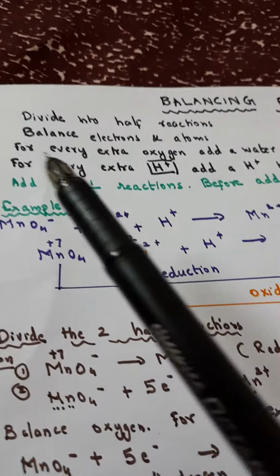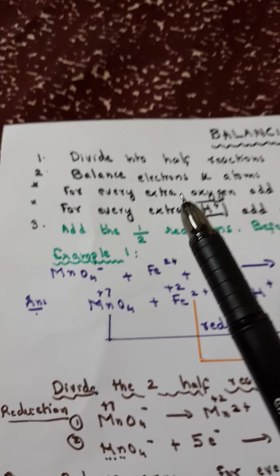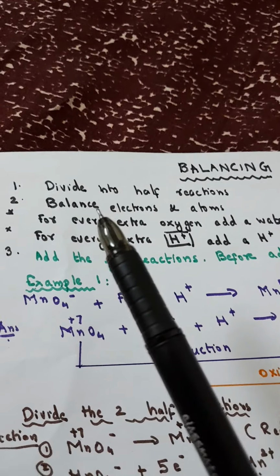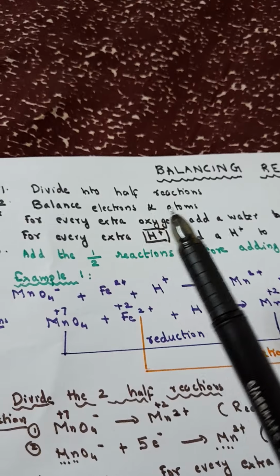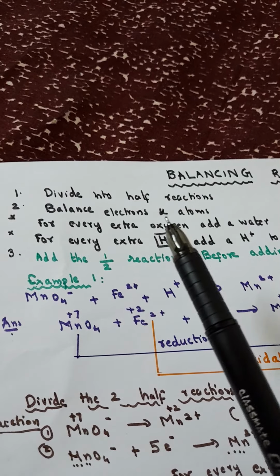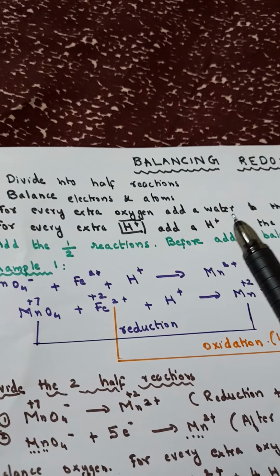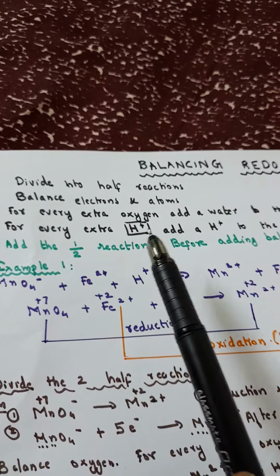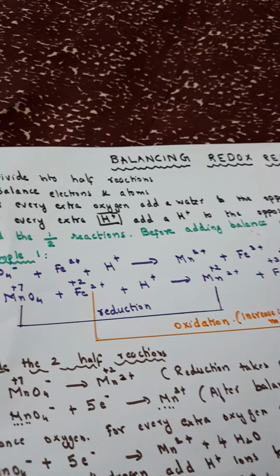You have to just remember these steps. So whenever you get a question, I will summarize it quickly. Firstly, divide the equation into half reactions, that is oxidation part and reduction part. Then balance the electrons and atoms. The next step is, when you balance electrons and atoms, leave out oxygen and hydrogen. Then for every extra oxygen, you have to add a water to the opposite side. Then for every extra hydrogen ion, you add a H plus to the opposite side.